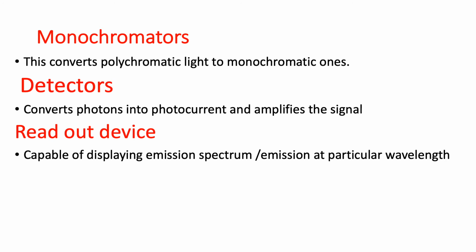Then the detector, the photodetector, converts photons into photocurrent and amplifies the signal. Then a readout device is capable of displaying the emission spectrum or emission at a particular wavelength, which correlates to the concentration of ions. This gives the different components and their functions in a flame photometer.